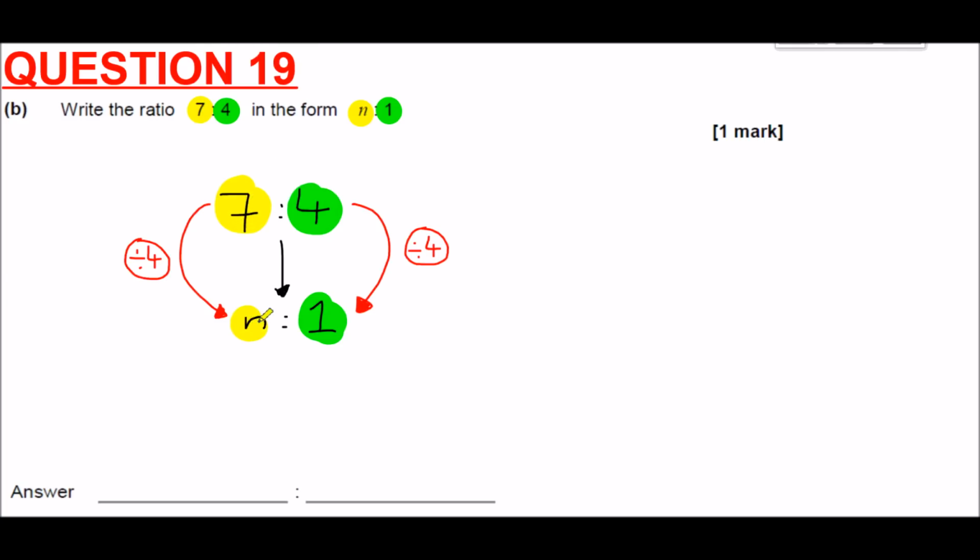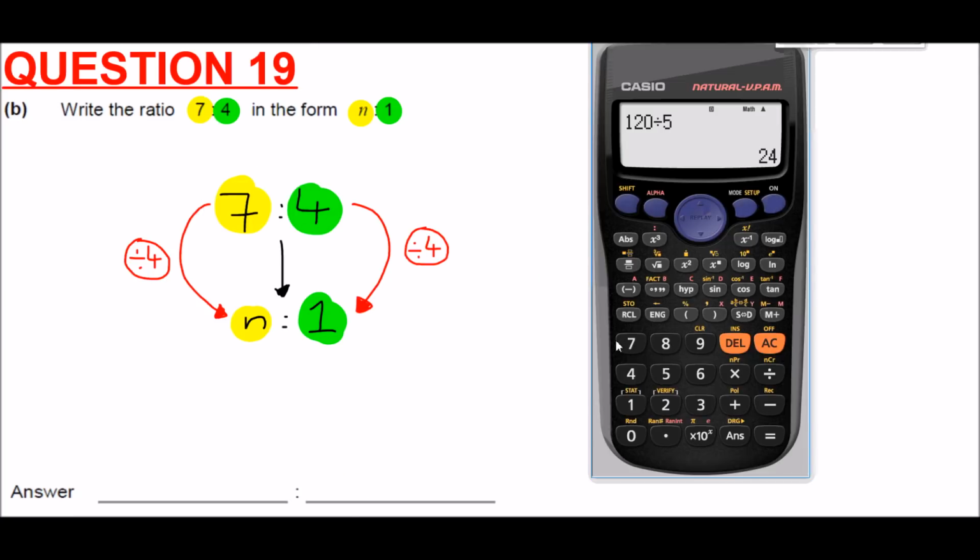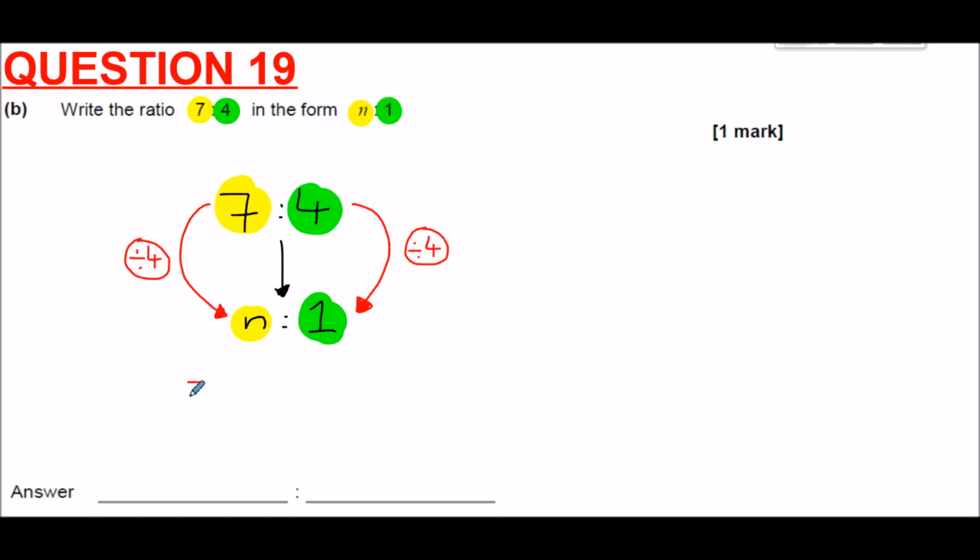And so n is 7 divided by 4, which you can work out here. 7 divided by 4 is 1.75. So n is 1.75. Obviously 1 is 1. So that's 7.4 written in the correct form of n.1. In this case, n would have to be 1.75. And 1 is obviously just 1. And that's question 19 done.